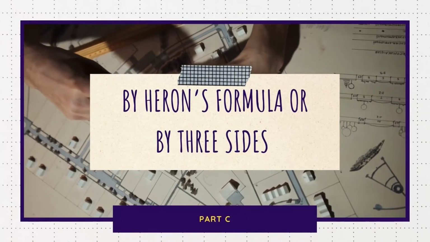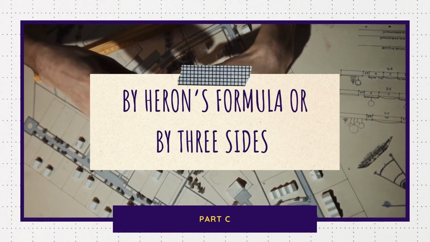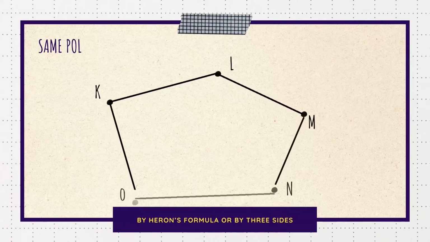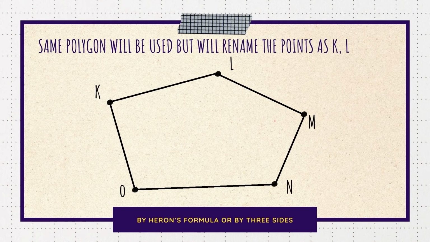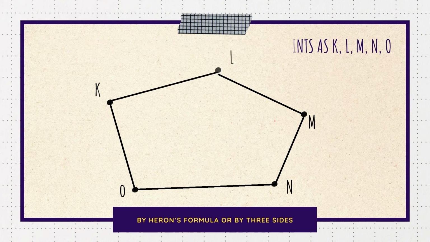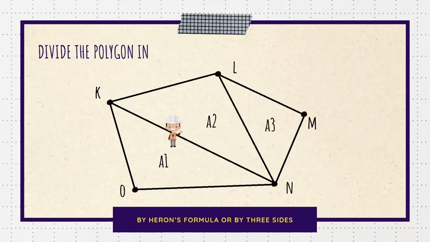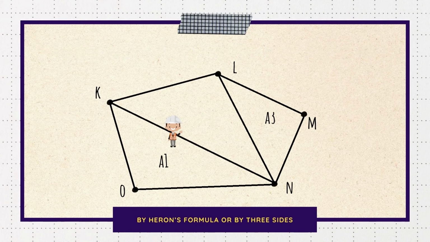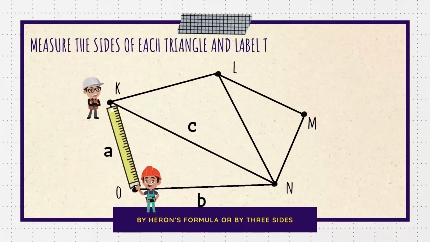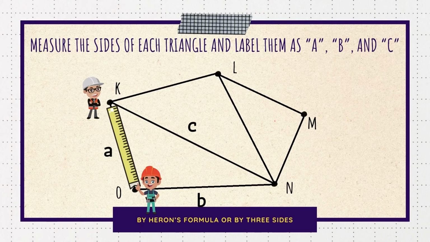This last method is by Heron's formula or by 3 sides. So once again, we will be using the polygon for this method, but once again changing the designations on the corners of the polygon. We'll be using K, L, M, N, and O instead of A, B, C, D, E, and F, G, H, I, and J. In doing so, label the 3 triangles once more as A1, A2, and A3 after you divide them. Afterwards, we'll measure the sides of each triangle and label them as A, B, and C.